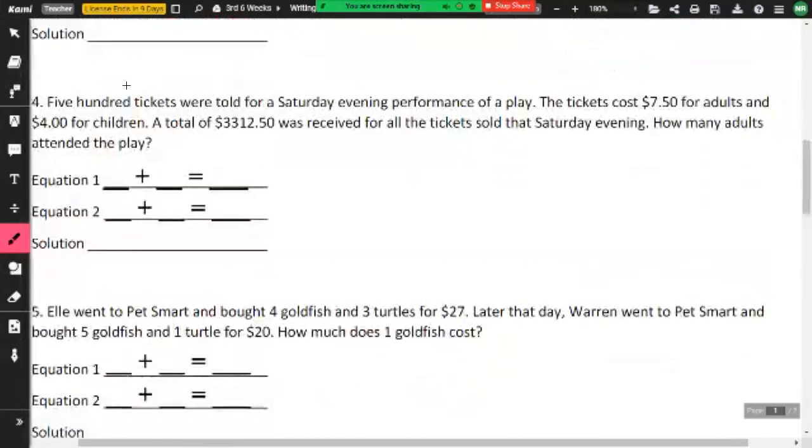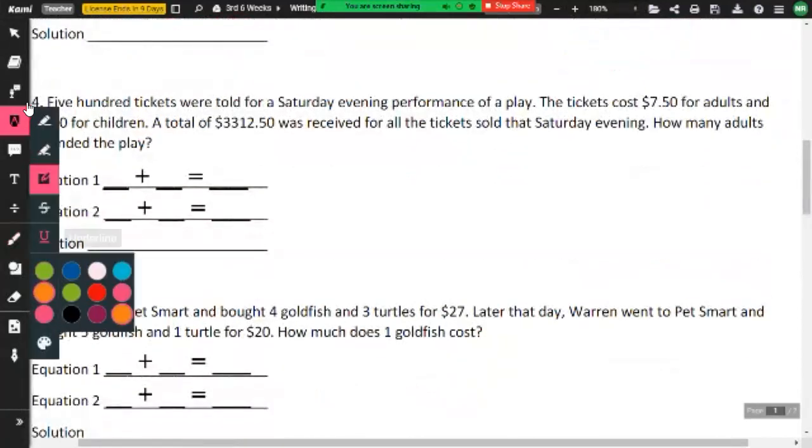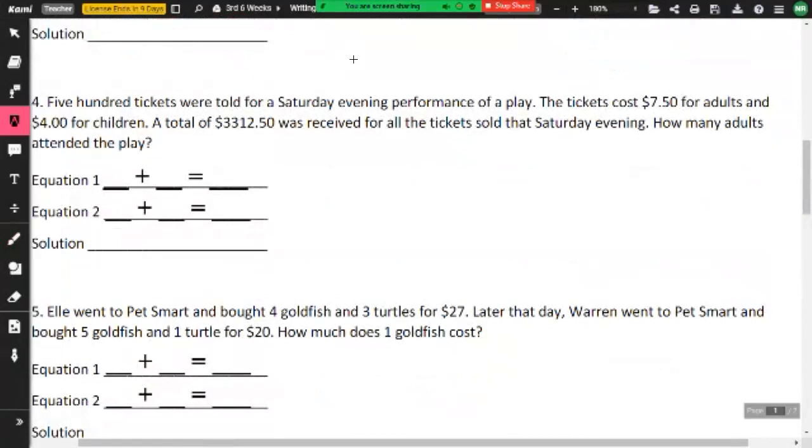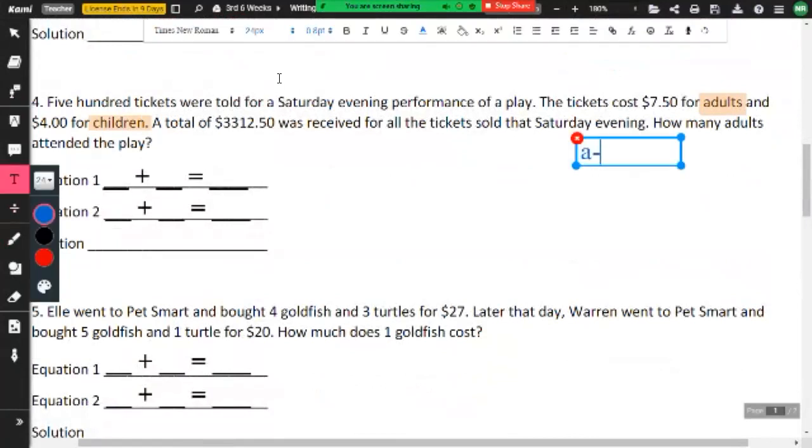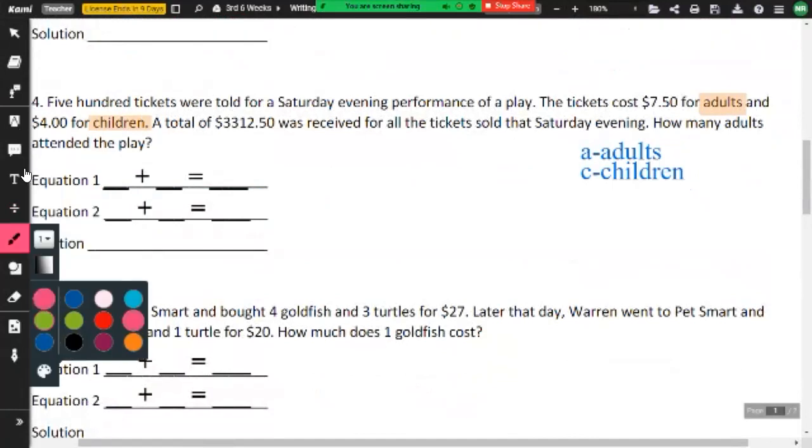Number 4. Your variables, adults and children. So same thing, A for adults, C for children. Go ahead and put those in. Adults, C.